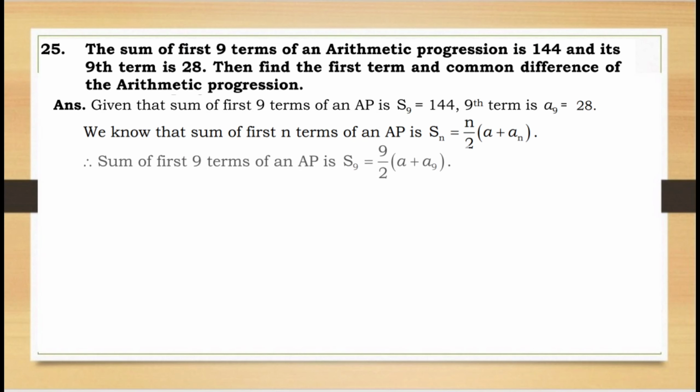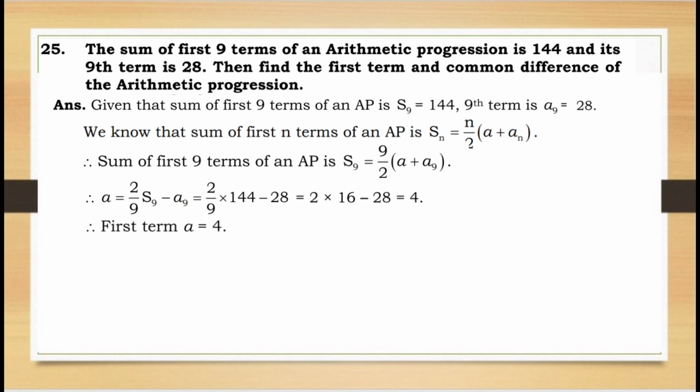Therefore, sum of first 9 terms of an AP is S9 equals 9 by 2 into first term A plus A9. Therefore, shift all the terms of right hand side except A to the left. That will give A equals 2 by 9 into S9 minus A9, which equals 2 by 9 into sum of first 9 terms, that is 144, minus 9th term, that is 28. After simplification, you will get 2 into 16 minus 28, which equals 4. Therefore, first term is A.